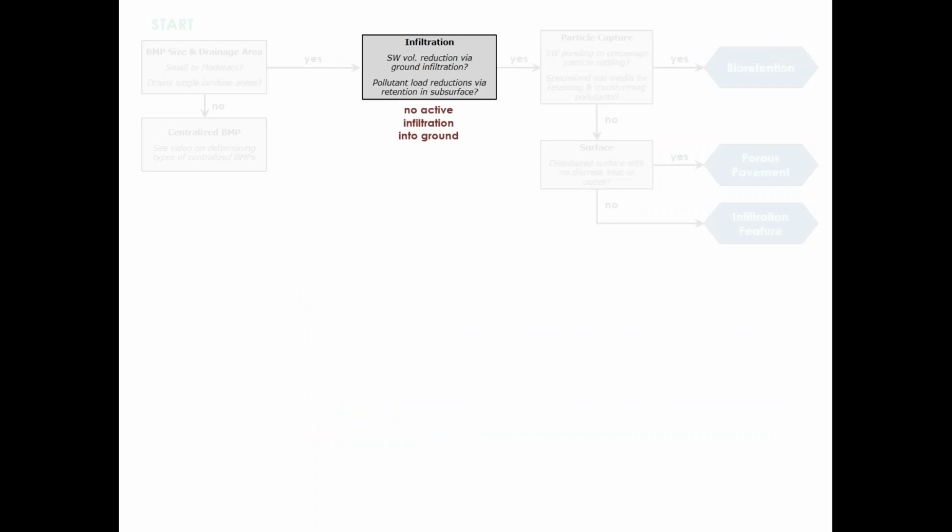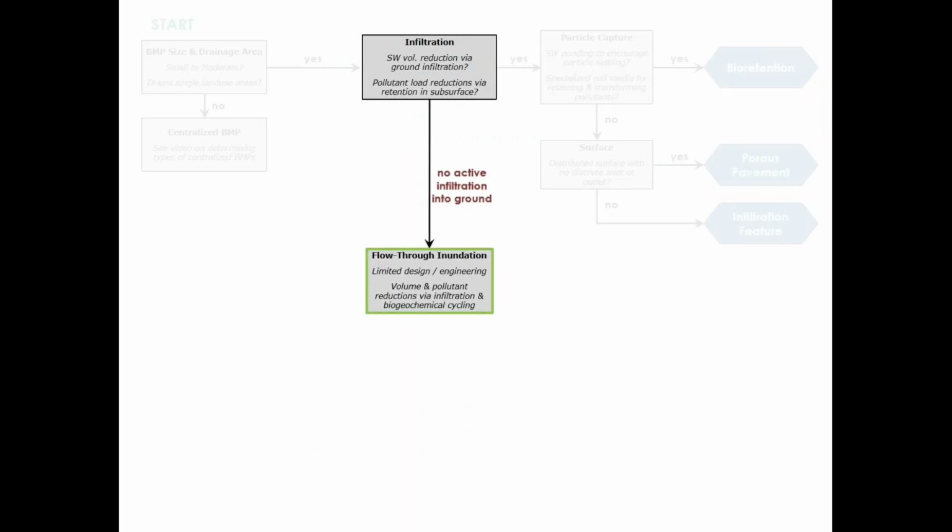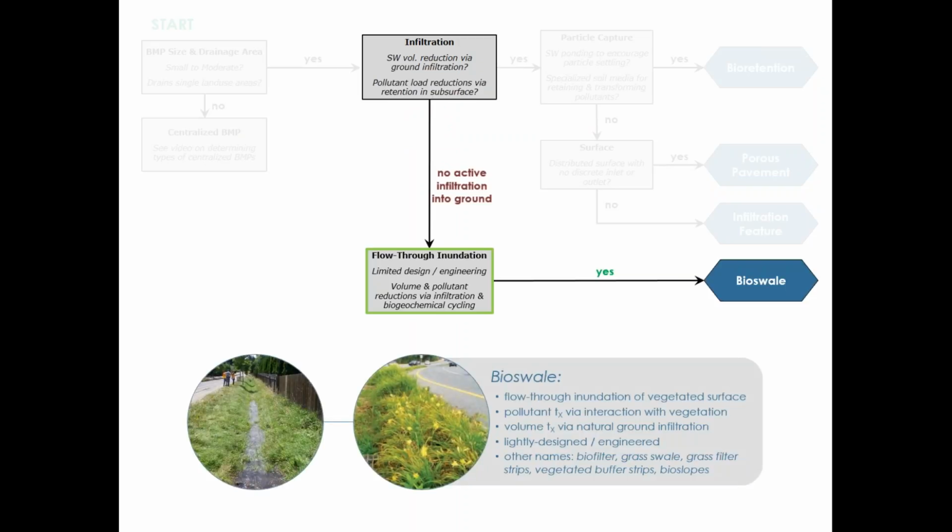For BMPs that do not directly infiltrate stormwater to the subsurface, we want to know if they provide stormwater volume reductions via inundation of an adjacent vegetated area during storm runoff. If it does, the BMP is categorized as a bioswale.